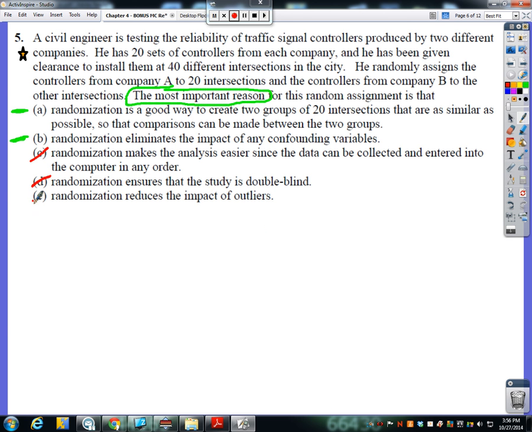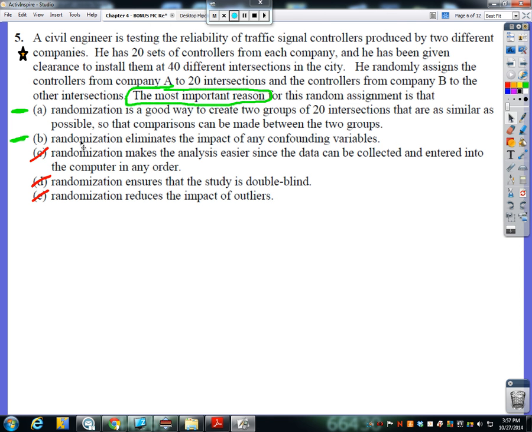Not really. I mean, if there are outliers, they're still going to be there after we randomly split them up into groups. So it doesn't really reduce any impact by outliers. So now we've got to look at A and B. Which one is really the better option here?